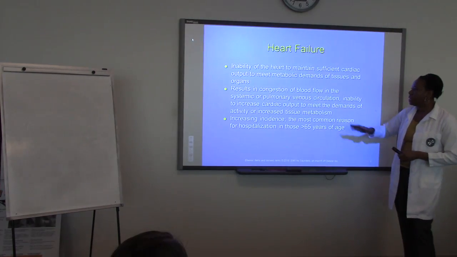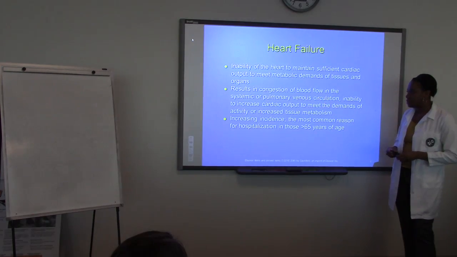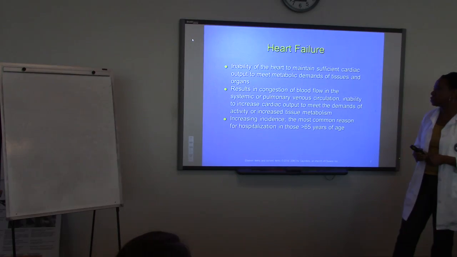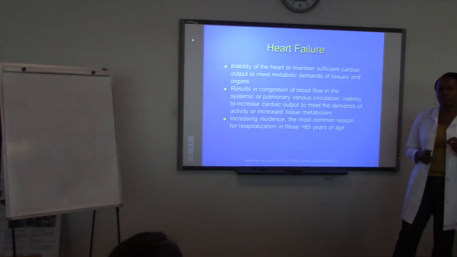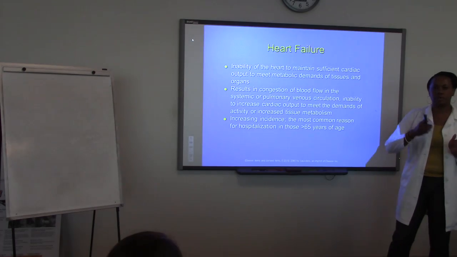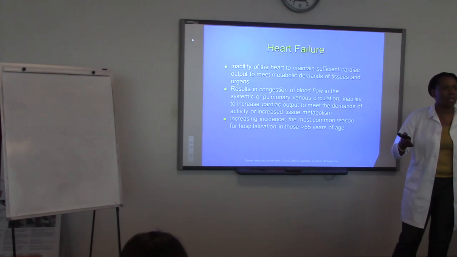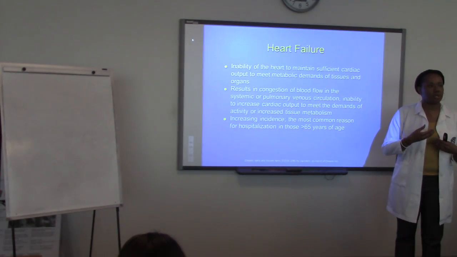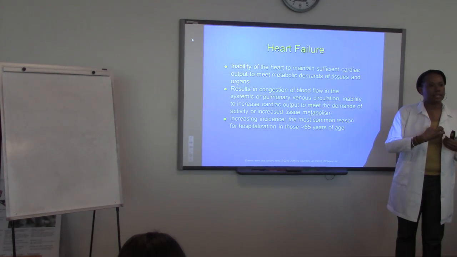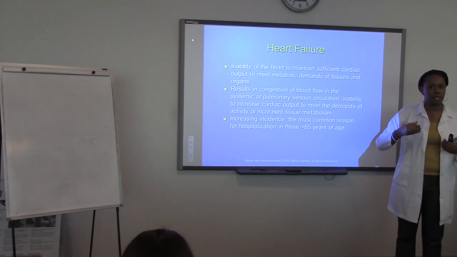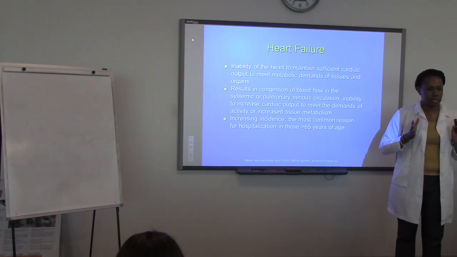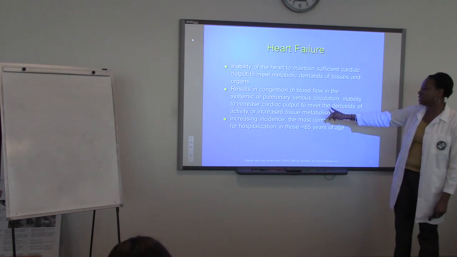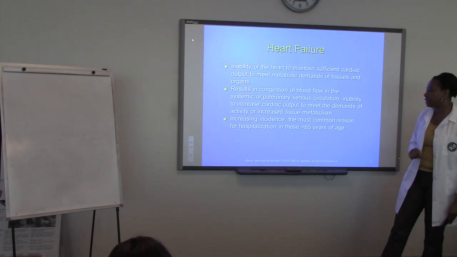So this can result in congestion of blood flow in systemic or pulmonary venous circulation. Please make sure you understand that part, because this is where the right-sided and the left-sided comes from, okay? Depending on what type of heart failure this person is undergoing, they can have congestion of blood in either the right-sided or the left-sided circulation. Now, this will also cause the inability to increase cardiac output to meet metabolic demands.